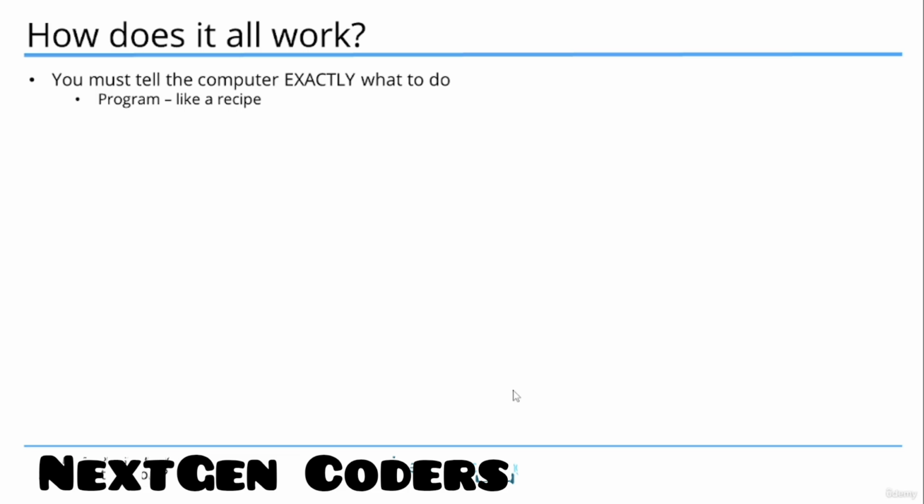A computer program is like a recipe. If you want to bake a cake, there are a series of tasks that you must execute in a specific order, otherwise the final product won't be a cake.